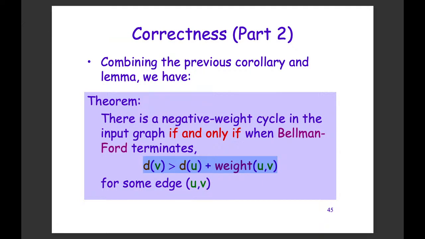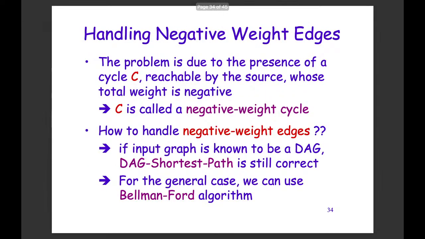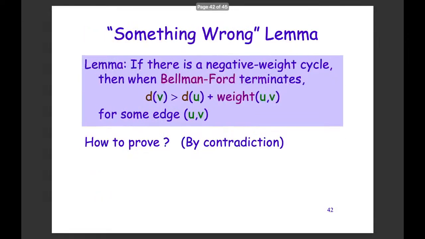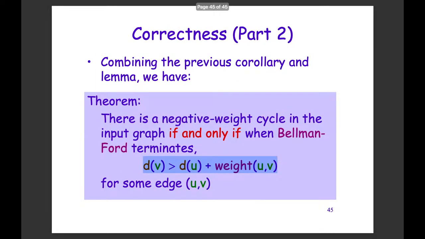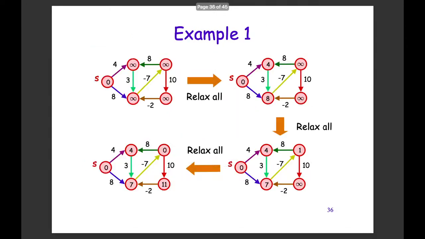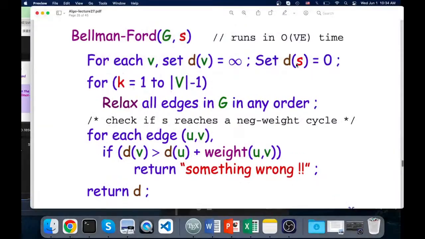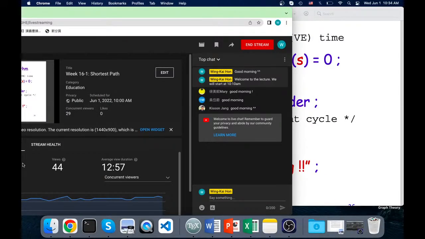Is that okay? Usually the number of edges must be greater than the number of vertices. Let's see if I have quoted the time complexity. I should have. Did I? Oh, I forgot to do so. So the Bellman-Ford algorithm runs in order V times E time. This is the place. It runs in order VE time. Is that okay? Okay, so that's all for today's class.